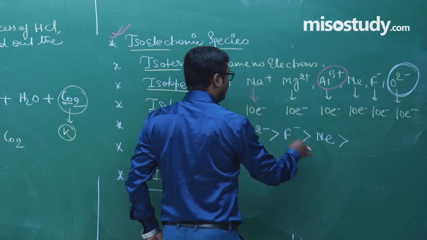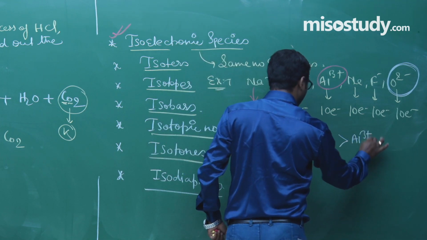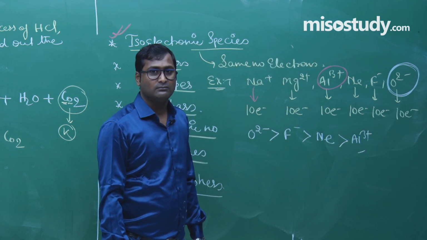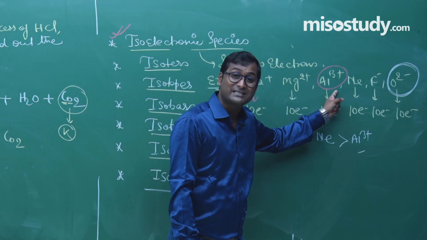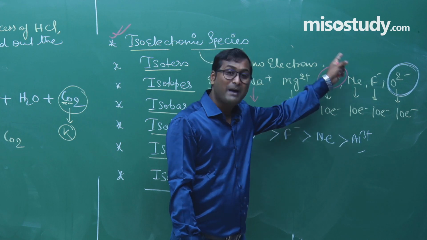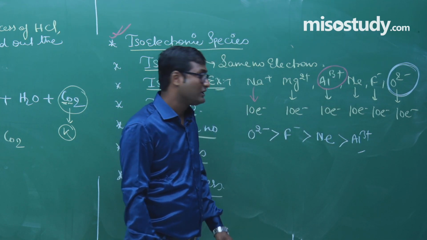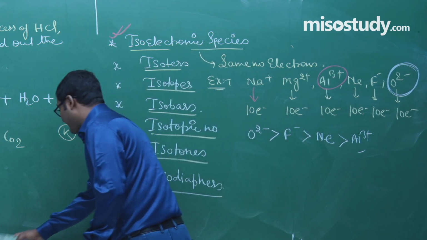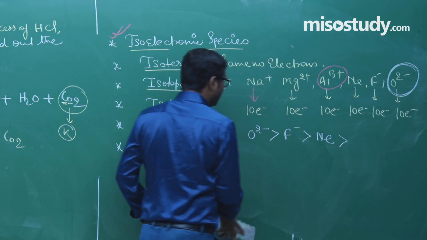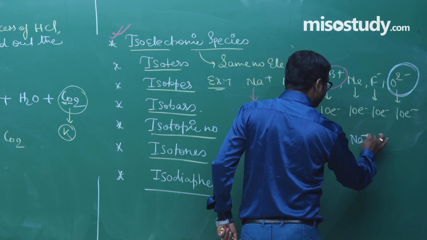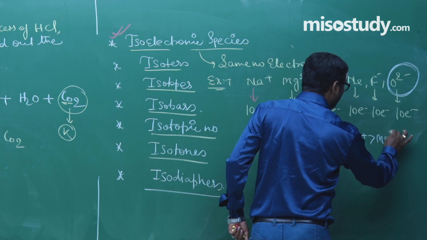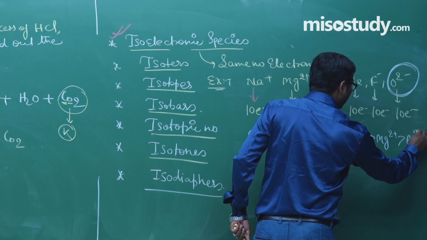me which one? Sir, Al3 plus. Am I right? No sir, you are wrong. Na plus will come. Al3 plus will have less size because it contains maximum number of positive charge. So the order is, my friend, O2 minus, F minus, Ne, then Na plus, then Mg2 plus, and then Al3 plus.